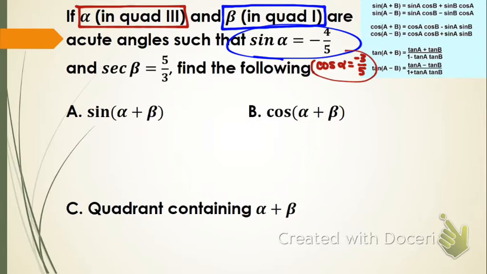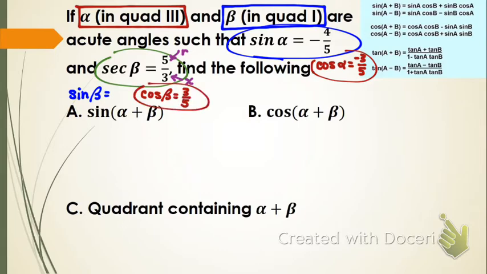And then I have secant of beta. How do I use that information to find sine and cosine for beta? Yes, secant is r over x. So from that, what can I tell without having to do Pythagorean theorem at all? Cosine. Cosine of beta would be 3/5. What is sine of beta? 4/5. Positive or negative? Why? Because it's in quadrant 1. Perfect.